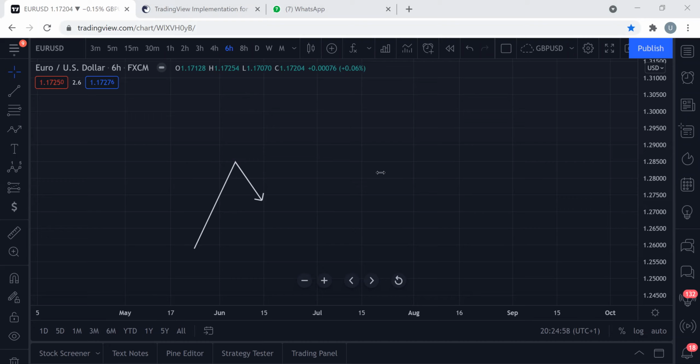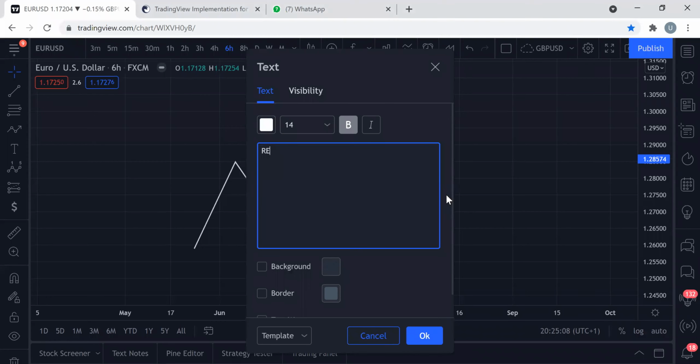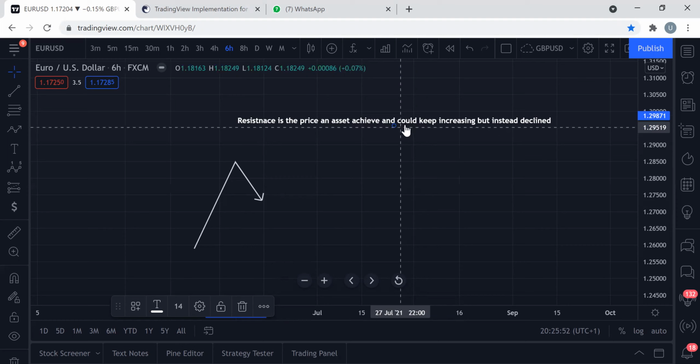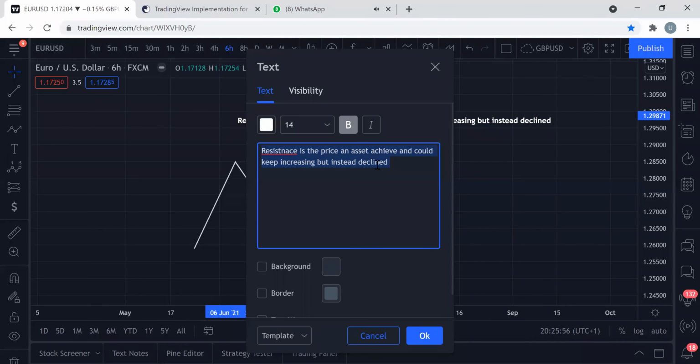So you get it. We can simply say resistance is the price an asset achieves and could no longer keep increasing, but instead declined. I hope that is clear enough.